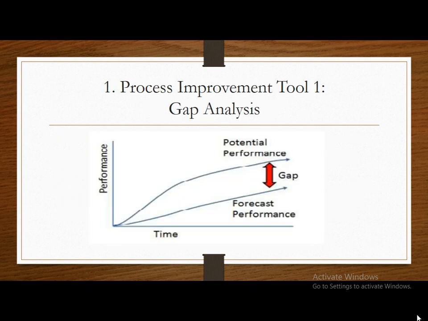There are various tools for process improvement. So we have seen what process improvement is, why it is necessary, and what the various principles are. So how do we execute these process improvements? There are various tools. First is process improvement tool number one, that is gap analysis.